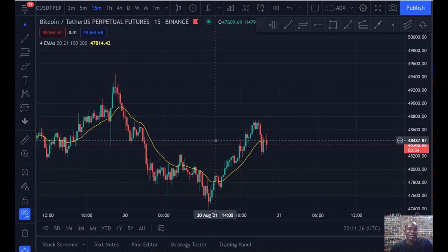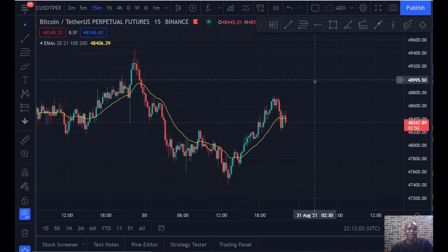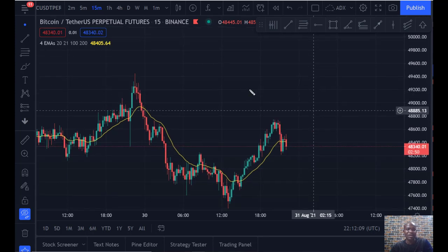Now, the next thing we need here is to understand the color change. But before then, you need to understand that there are 3 ways a market can go. It's either the market is trending up, or the market is coming down, or the market is going sideways. So these are just the 3 ways the market can go.